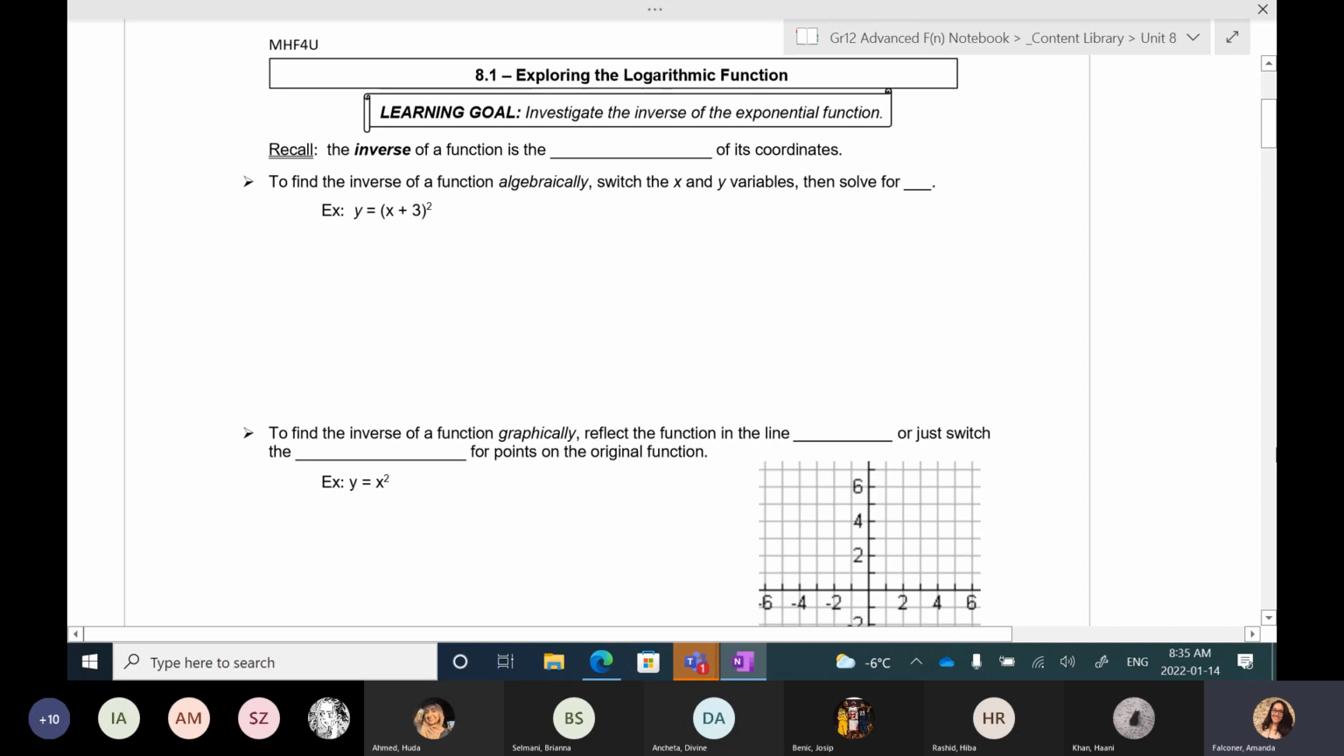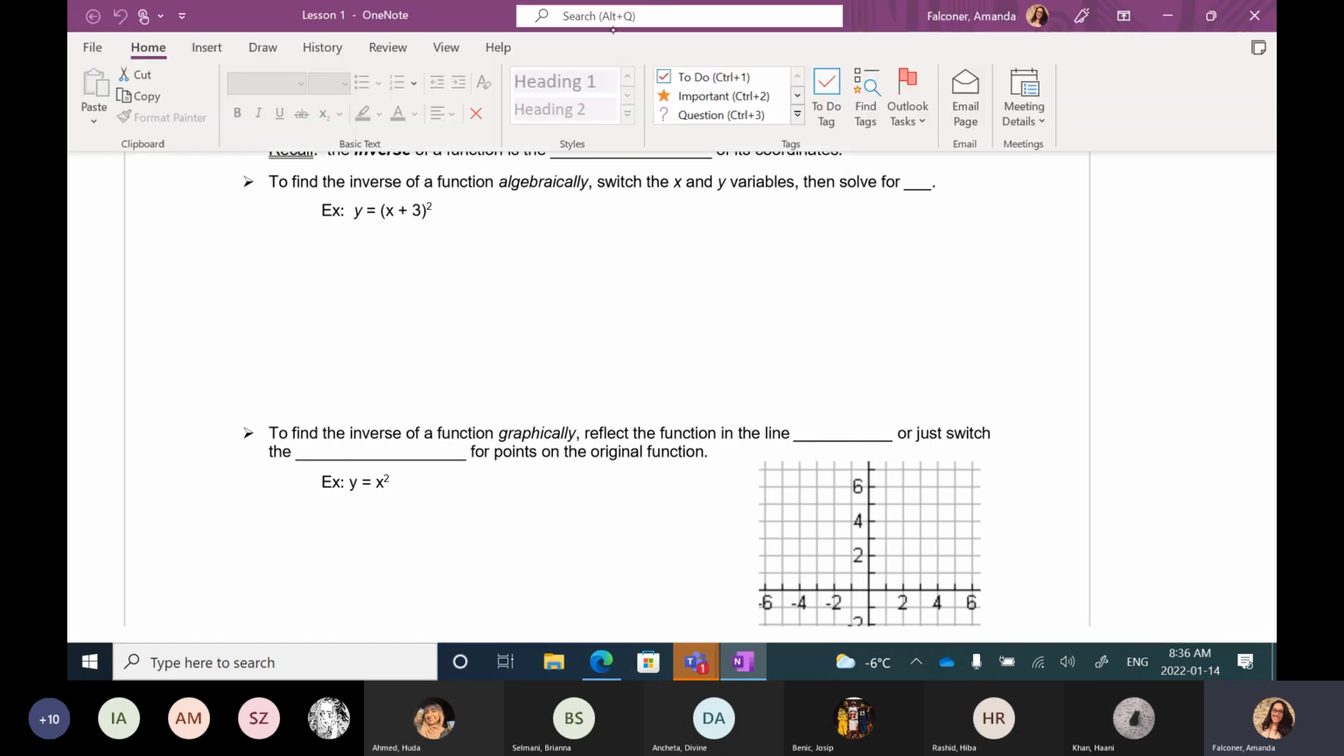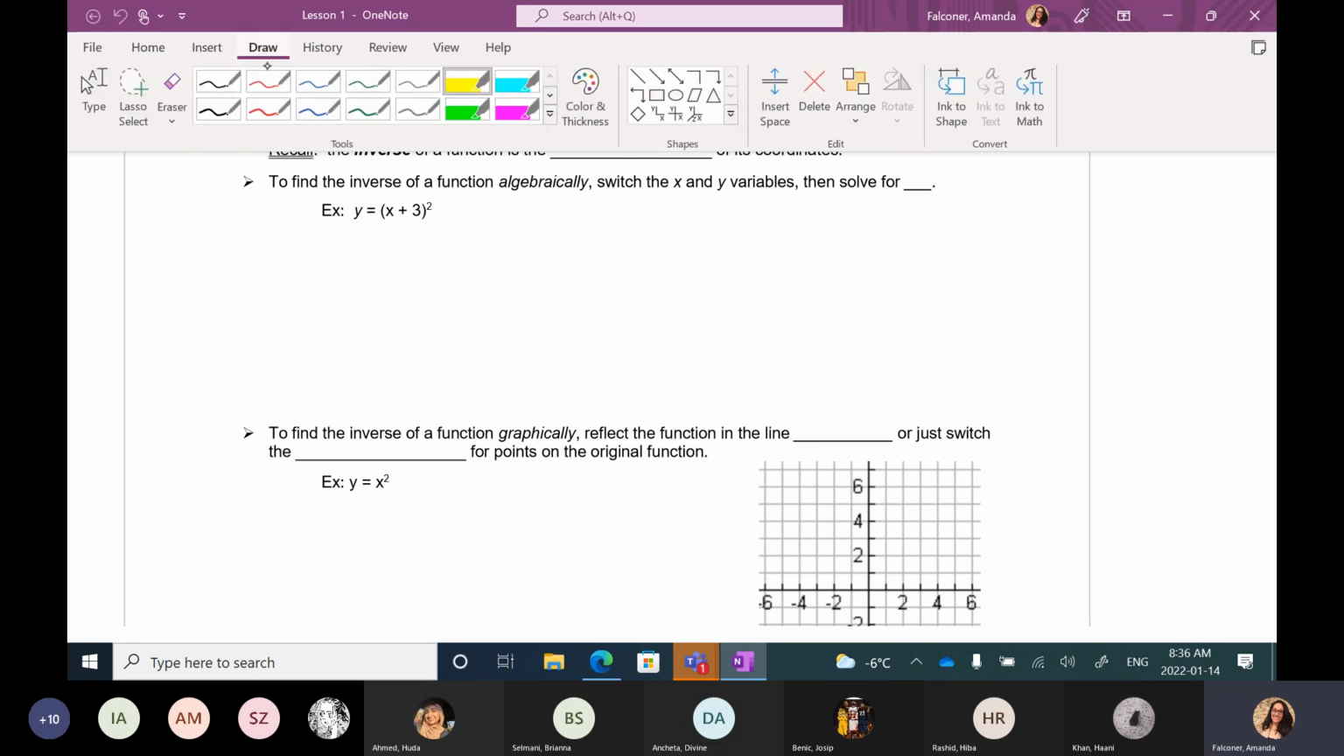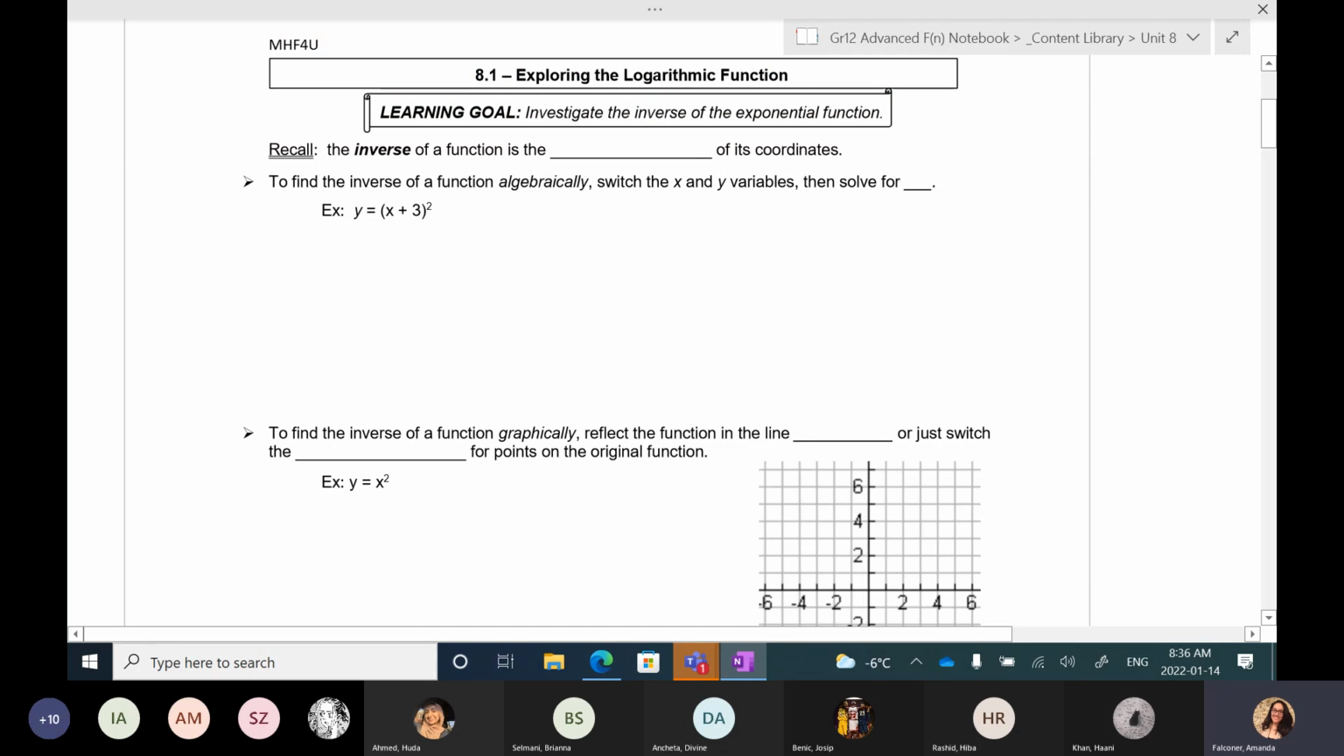Okay, so the learning goal here is to investigate the inverse of an exponential function, exploring the logarithmic function. It says, recall the inverse function is the reverse of the exponential function. That's what we're filling in there. And really, we're just switching the x and the y and solving for the new y. To find the inverse of a function algebraically, switch the x and y variables, then solve for y.